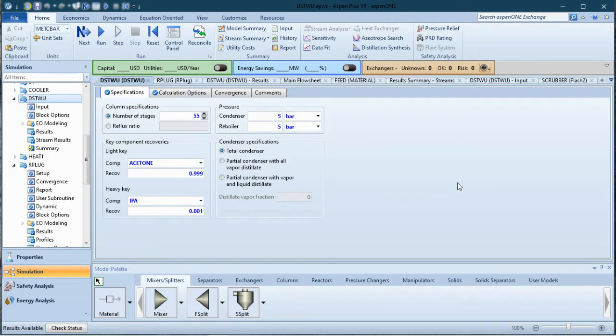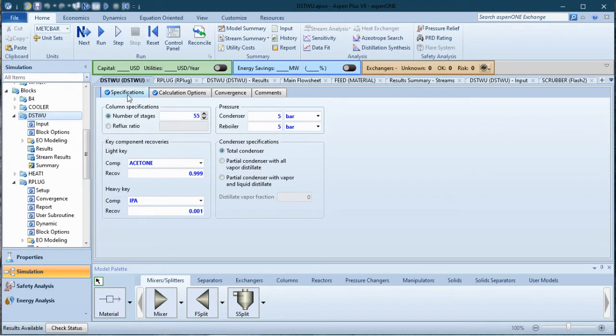For the design, the purification process uses a shortcut distillation column. We key in all the data for the DSTWU. For the number of stages, this is just an initial guess. And we key in the key component recoveries, which are light key acetone at 99.9% recovery, and heavy key at 1%. We set the condenser and reboiler at 5 bar. And then we first run the simulation to see the result.